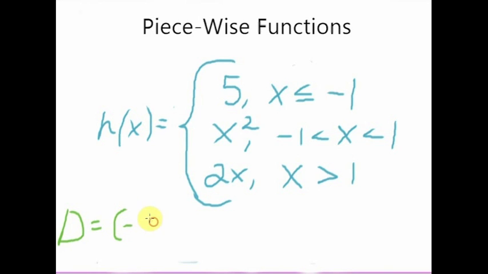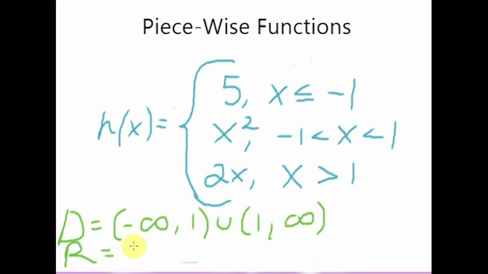The domain of this function is negative infinity to 1, union 1 to infinity. The range of this function is 0, which is included, to 1, union 2 to infinity.